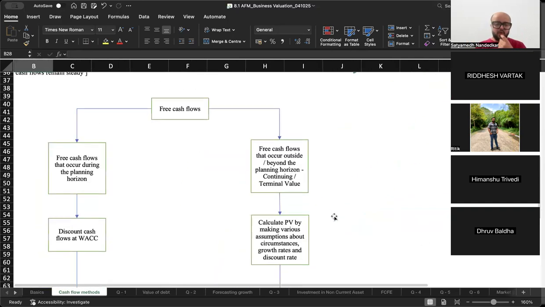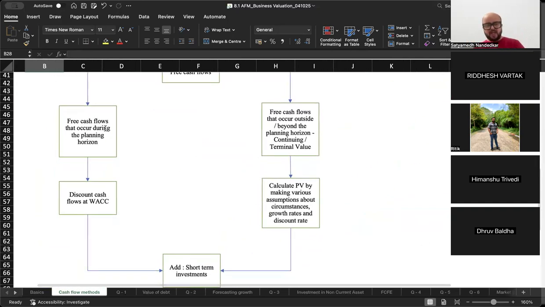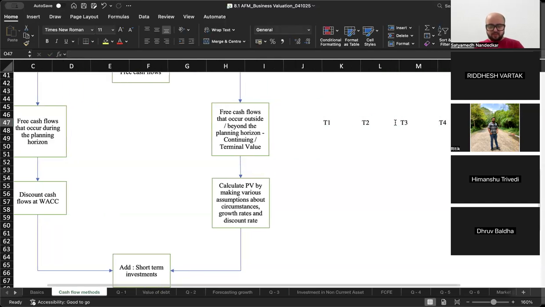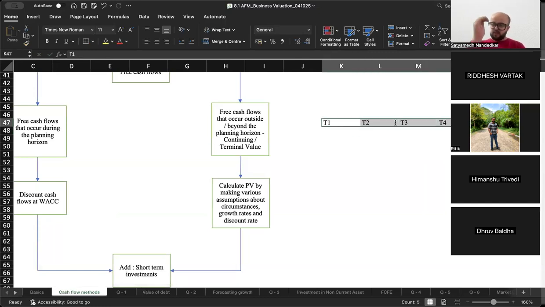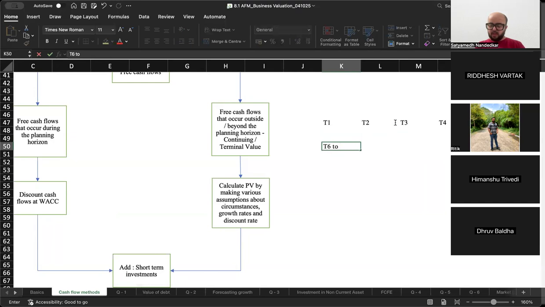Now, talking of free cash flows that occur during the planning horizon, they are discounted at WACC. So if your planning horizon is 5 years, then T1, T2, T3, T4 and T5. You take these 5 cash flows, you discount them using the WACC. Now then you will have cash flows T6 to foreseeable future.